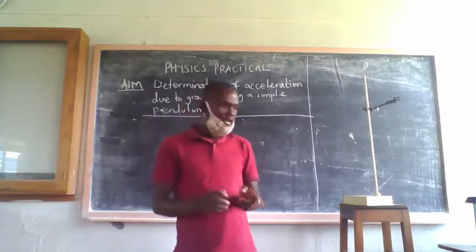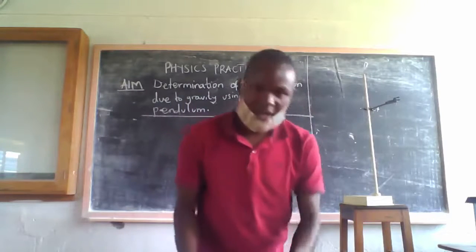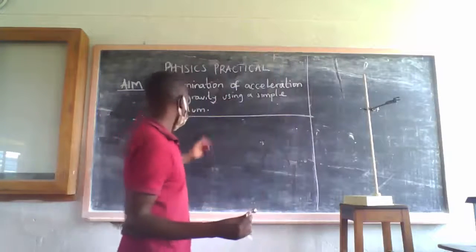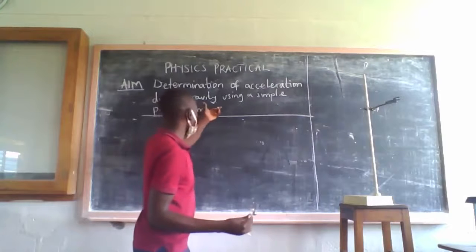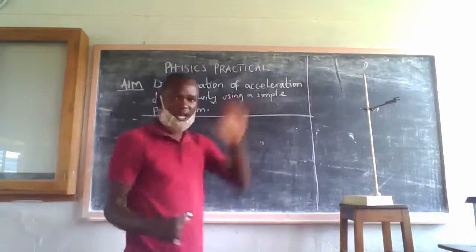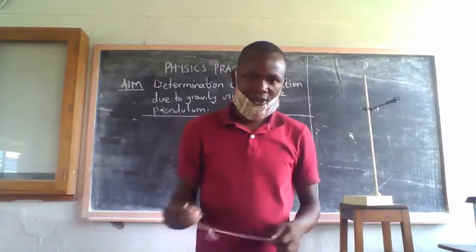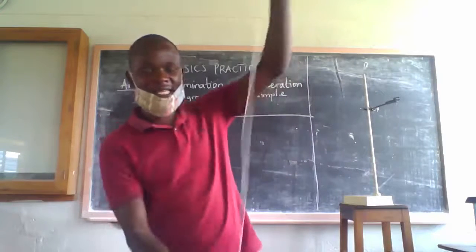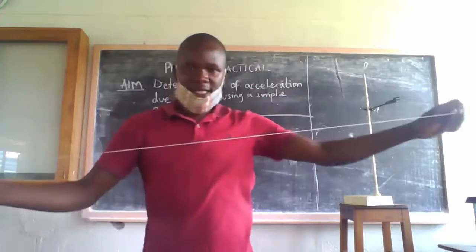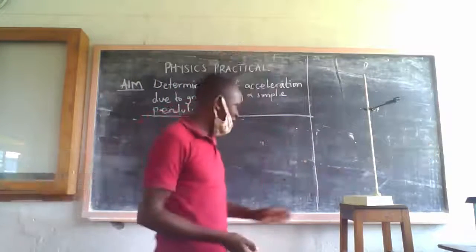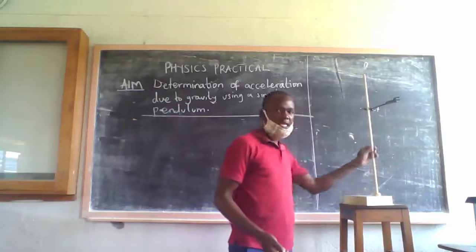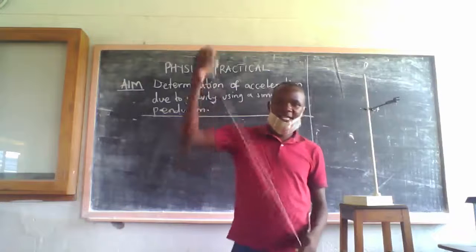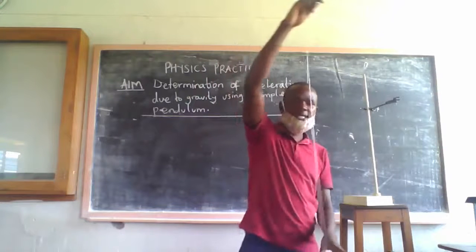We shall need what we call a pendulum bulb. This is an instrument we are going to be using as we swing it to determine the acceleration. 2, we shall need a piece of thread at least 100 centimeters, and then we shall need a retort stand with a clamp that is going to be holding this pendulum bulb as it swings in air.